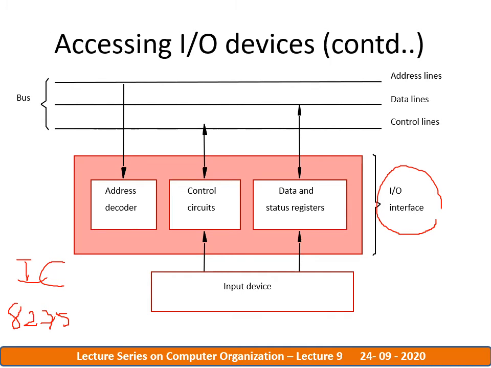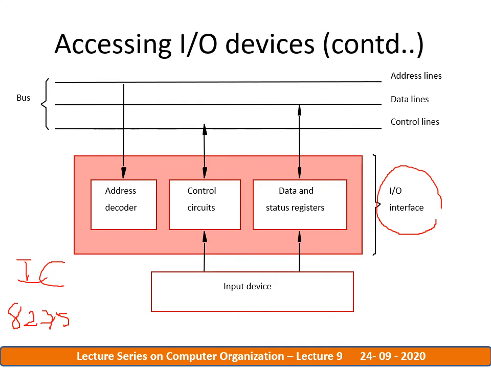The basic functional diagram of an IO interface is designed with this diagram. In the diagram, the basic functional blocks of IO interfaces are the address decoder, the control circuit, and the data and status registers.